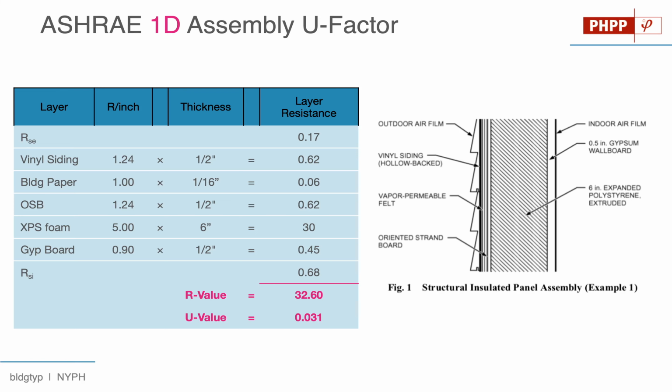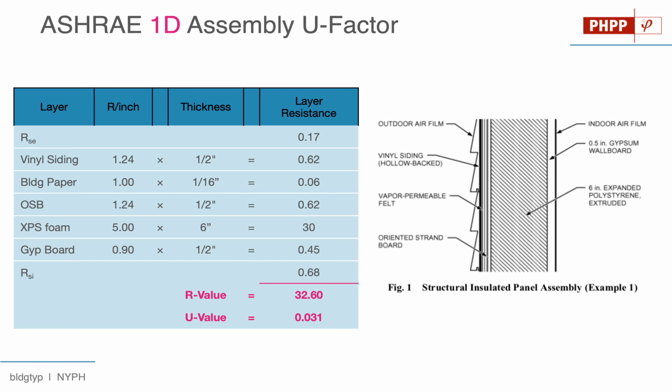Again, if you want to see a more extended discussion of this calculation, you can check out your ASHRAE Handbook of Fundamentals, Chapter 27. This is the first example in that chapter. Pretty straightforward, though, right? I mean, there's a lot of data to keep track of, but the mathematics are quite straightforward. We take the R per inch, we multiply it by the thickness to get the total layer resistance. Then we just add up all of the layer resistances. So pretty straightforward.